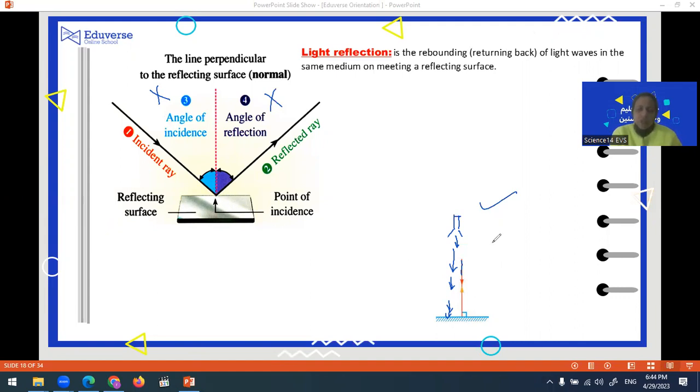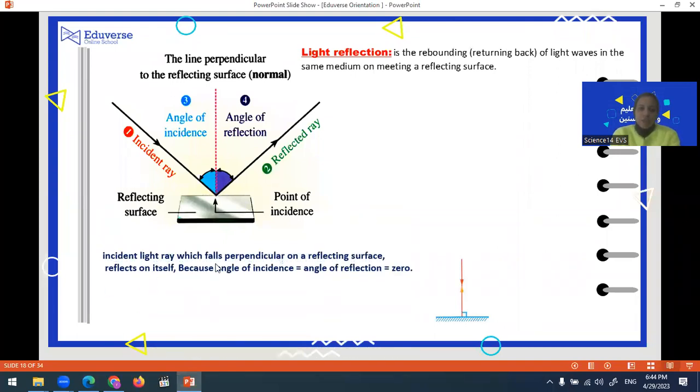So what about the reflection? Yes, it will happen. But what about the angles? Both will be equal to 0, because the first law says that the angle of incidence should be equal to the angle of reflection. So both will be equal 0 here in the reflection. So the incident light ray, which falls perpendicular on the reflecting surface, reflects on itself because angle of incidence equals angle of reflection equals 0.